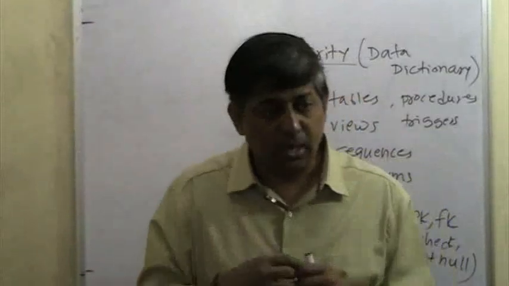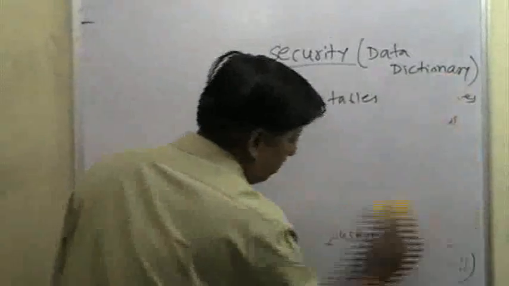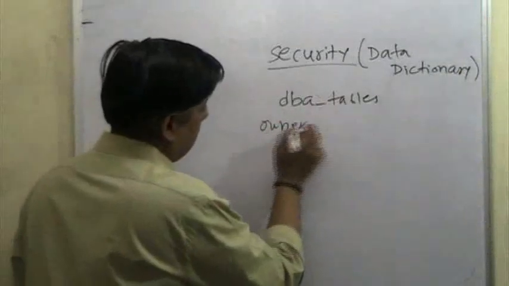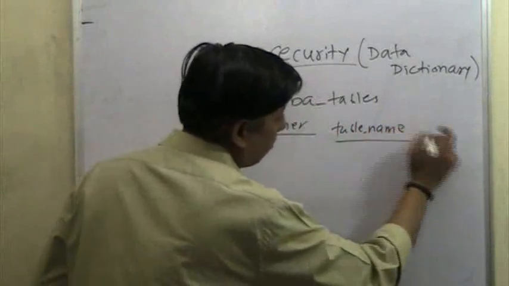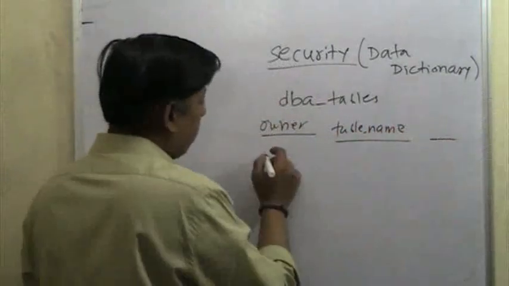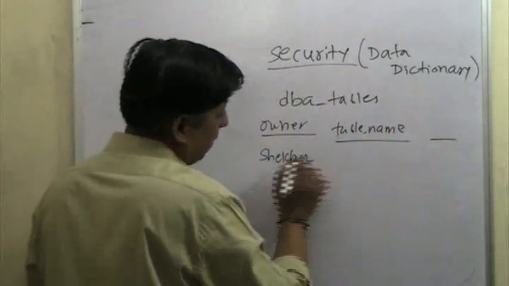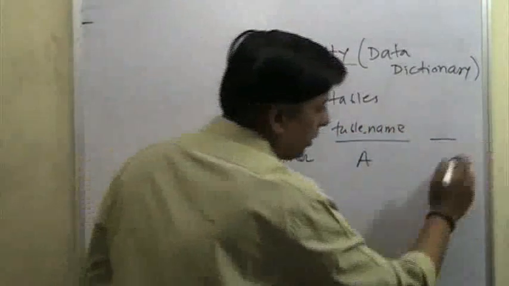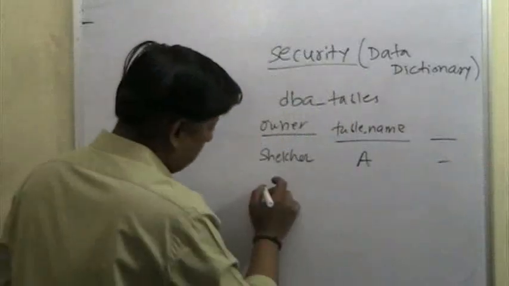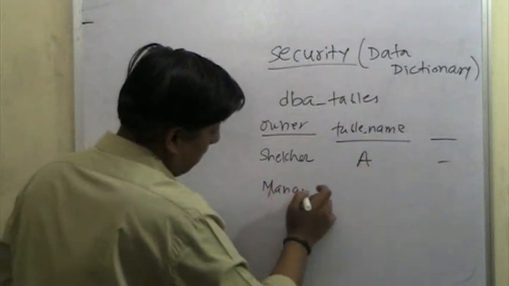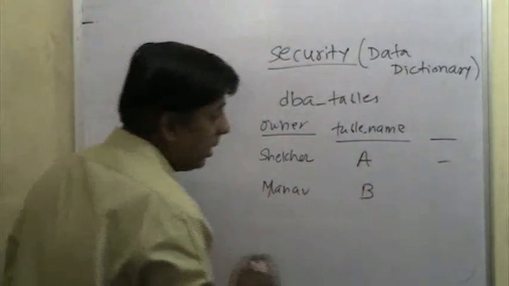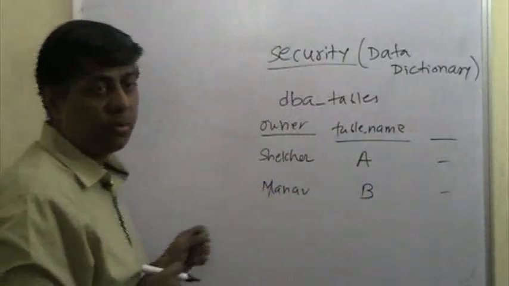So here's how it will work. I'm talking about DBA_tables. In DBA_tables, there is a column called owner, and then there is a table name, and then when the table was created, and so on. So in owner you will see Shekhar, which is the name of the schema, table is A, and when it was created, all that stuff. Here you will see now Manav. Again, maybe he has created table B and the date on which the table was created and a lot of other information.